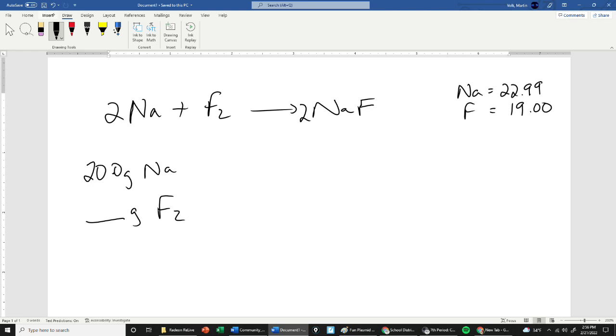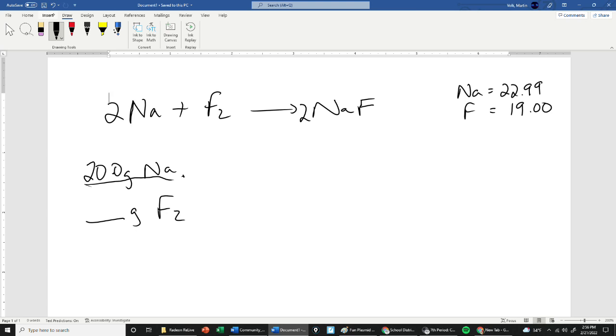All right, our problem is this. We have 20 grams of sodium, and we want to know how many grams of fluorine are going to be needed to react with that. The way we set that up is we start with the substance that we know. Sometimes we call that what I know, or WIK, which is the 20 grams of sodium right here.